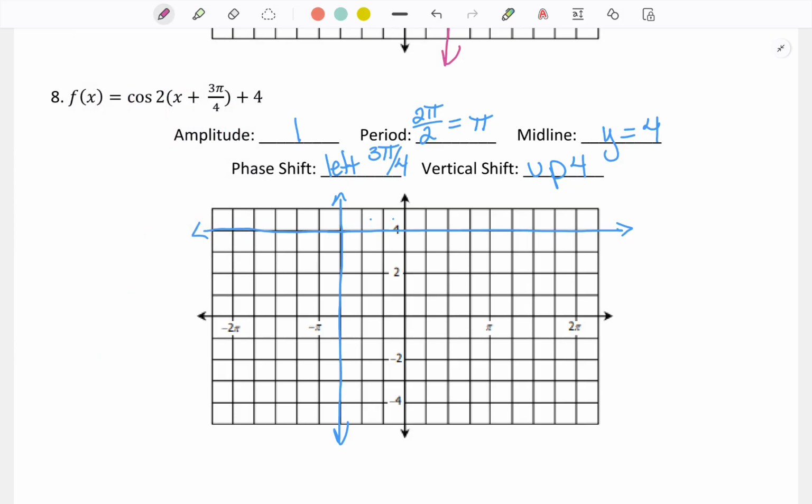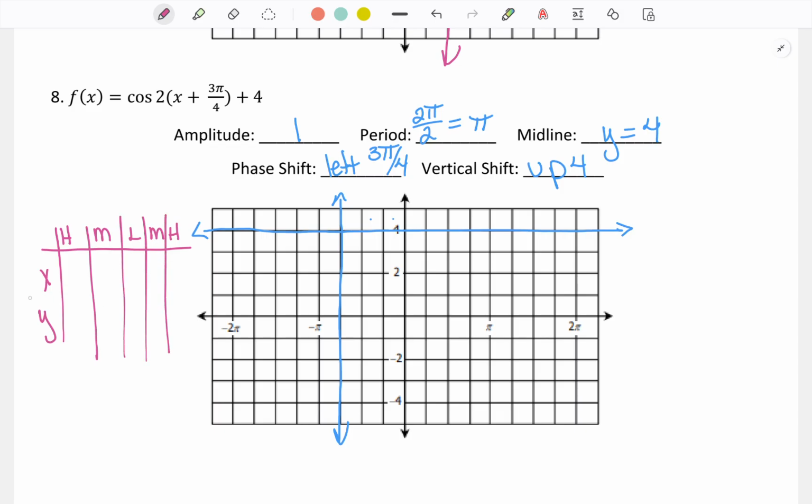So we have cosine. So that pattern is high, middle, low, middle, high. And so we start off at 0. We're going to end at pi. Halfway between 0 and pi is pi over 2. Half of pi over 2 is pi over 4. And then halfway between pi over 2 and pi is 3 pi over 4.